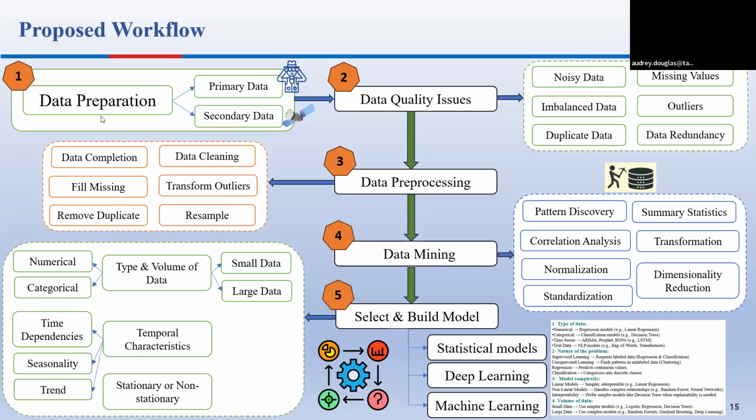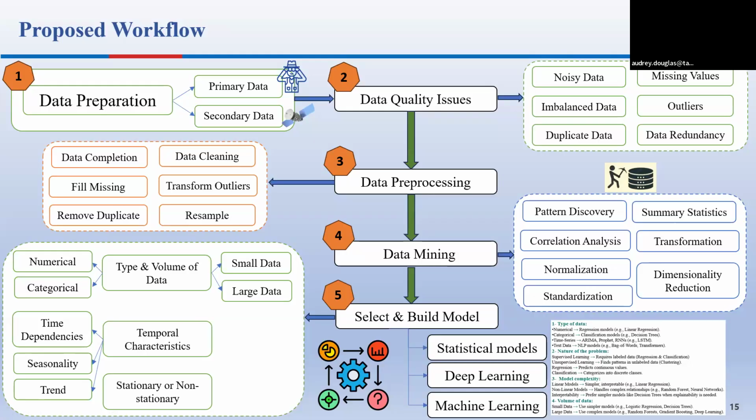Okay, let's assume that you have your data ready. What is the next step? Data quality issues. The second step, you need to examine your data set for any noisy data, missing values. You may have some duplicate data, okay? And outliers, and also imbalanced data set we have. You need to look for all these kind of issues in your data set, right?